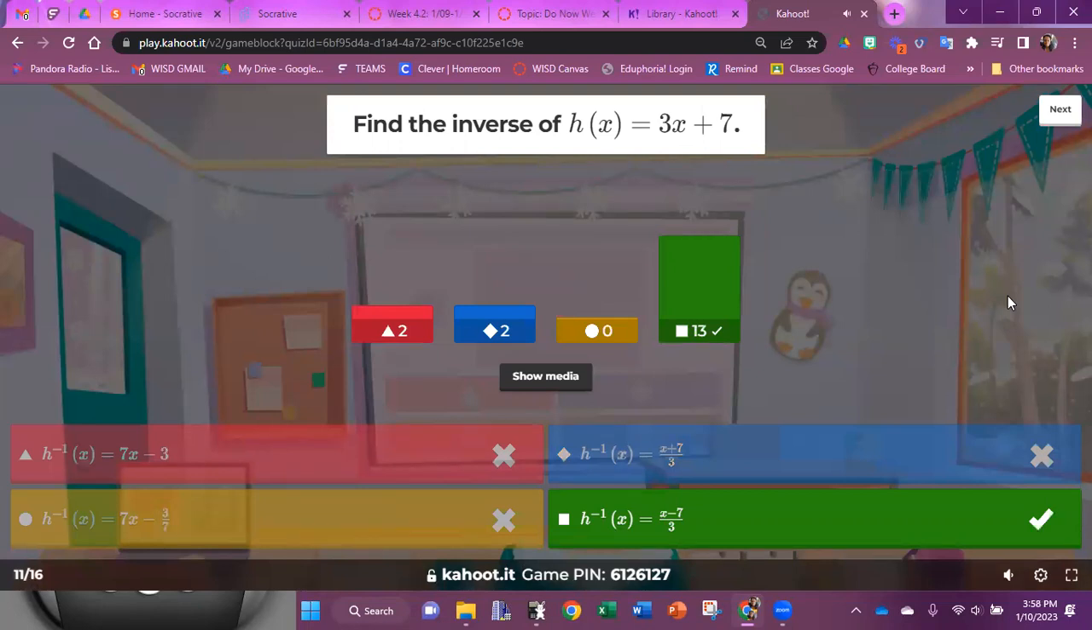All right, good job. So again, we are switching. So therefore, it becomes x equals 3y plus 7. After you switch, what do you need to do? Use inverse operations to get y by itself. So we're subtracting. And then what's left to do? Divide. And because this can't be simplified, we leave it as is. Okay?